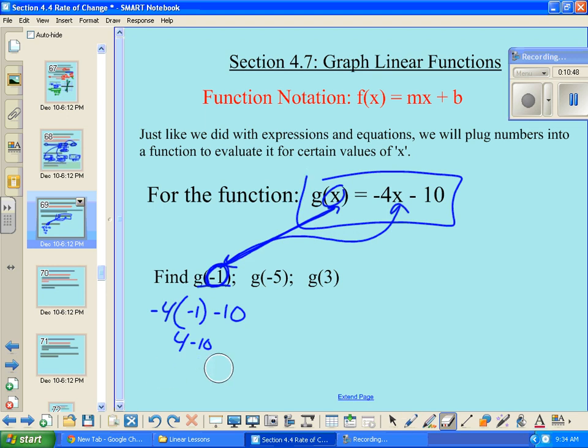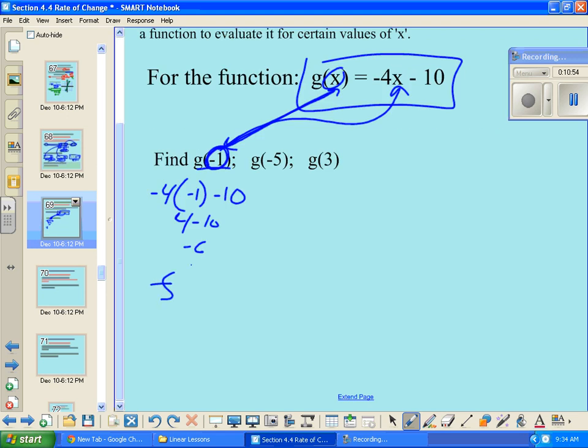So in this case, I can leave this up here. But if I'm going to write the answer, I'm going to say g, my new function g, of negative 1 equals negative 6. When I plug in negative 1, I get negative 6 for the answer. That's what that's saying. Okay.